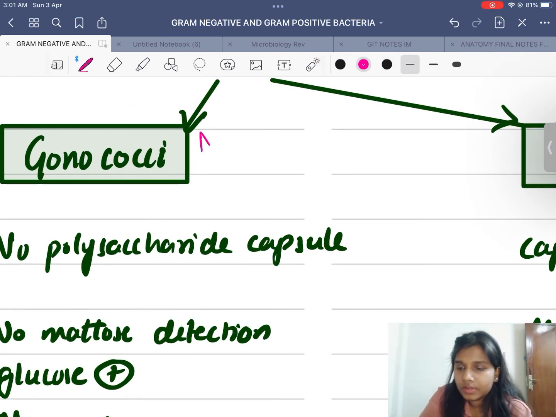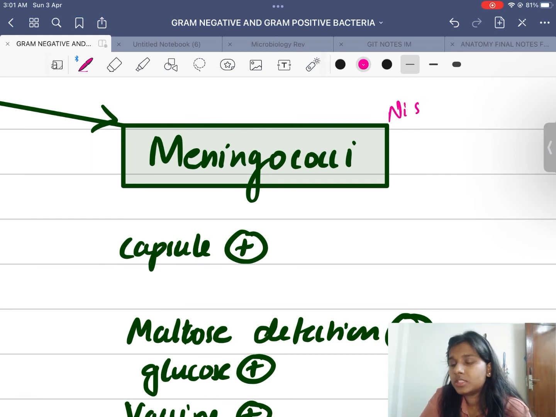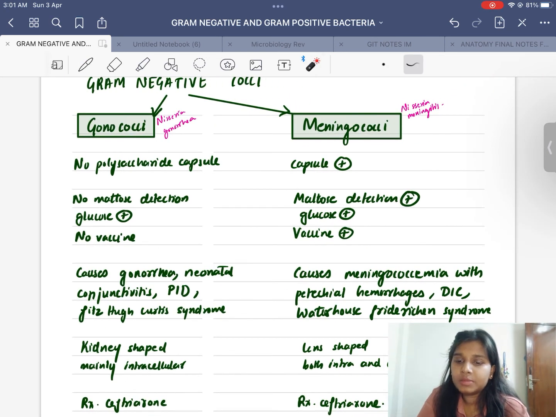Gonococcus refers to Neisseria gonorrhea, and meningococci refers to Neisseria meningitidis. Okay, so now the differences between these two: meningococcus has a capsule.